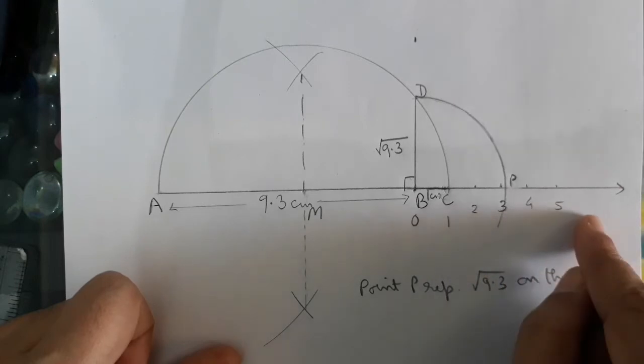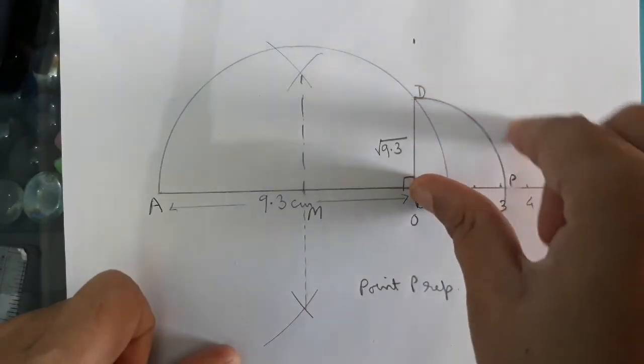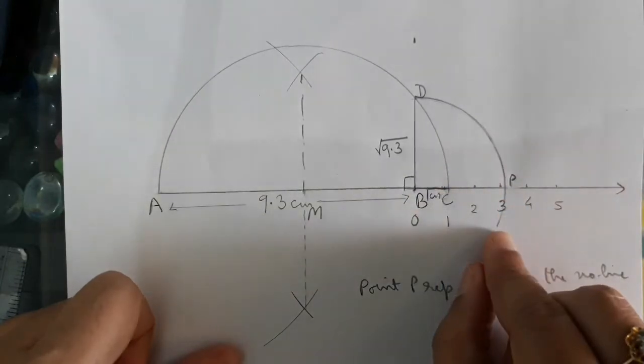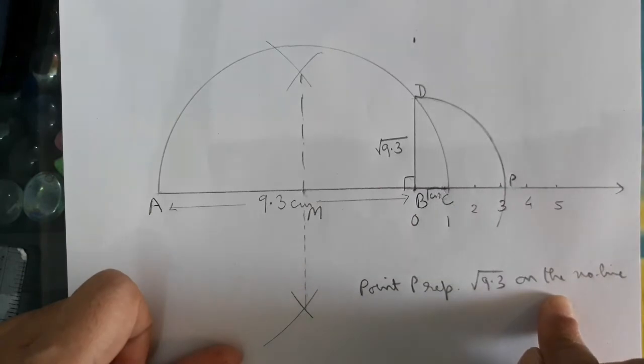Then using a scale we complete this number line. And then with B as center and BD as radius, we draw an arc on the number line. We obtain point P. So point P represents under root 9.3 on the number line.